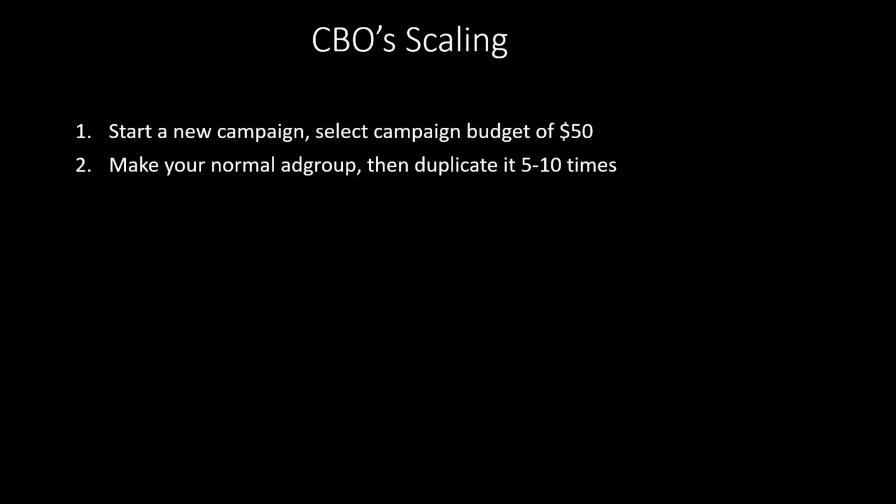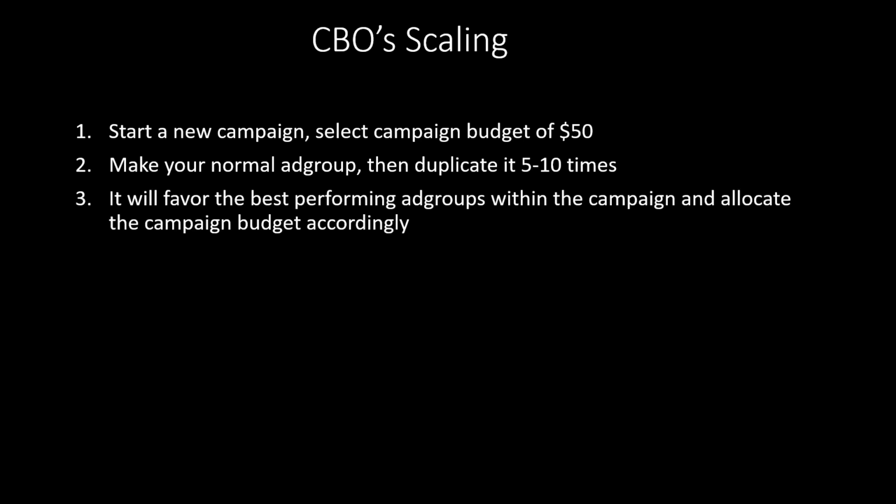So right now I'm going to talk about CBOs and scaling. CBOs are a great way to test things, but also to scale and spend more money quickly. So what you're going to do is, one, start a new campaign, but select the campaign budget optimization tab, and set the daily budget to $50. Then make your normal ad group that you had made in the past the same exact way. You're going to duplicate that 5 to 10 times.